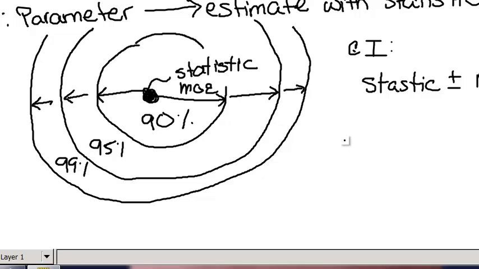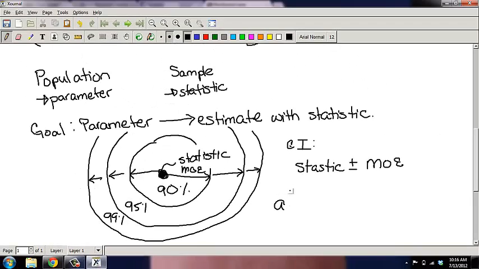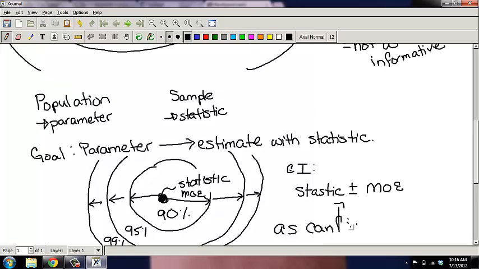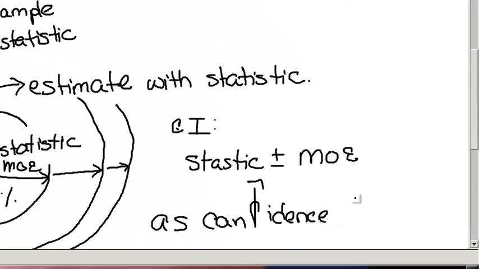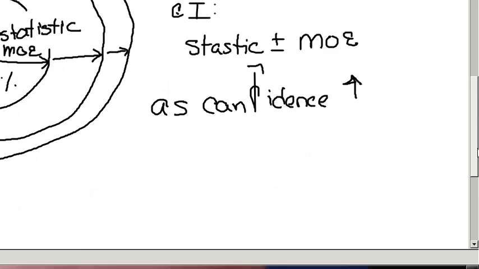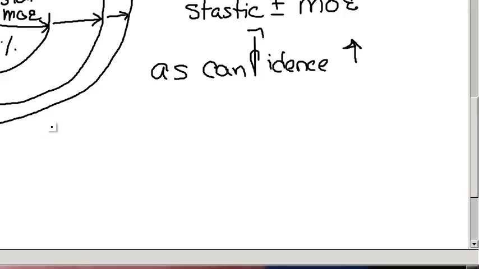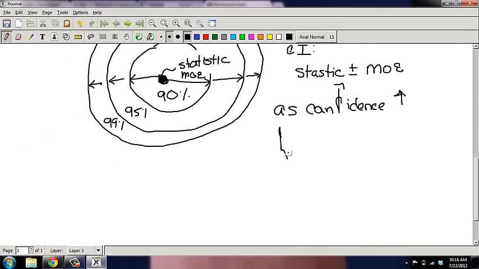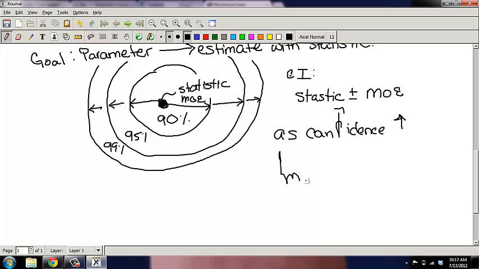So once again, as the confidence goes up, the margin of error is also going to increase. And that's because we have to expand that circle. Margin of error also goes up because we have to expand that circle to be more confident that the parameter is somewhere in the bubble.